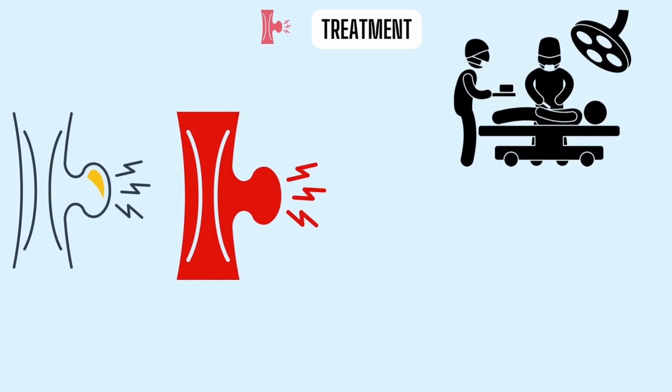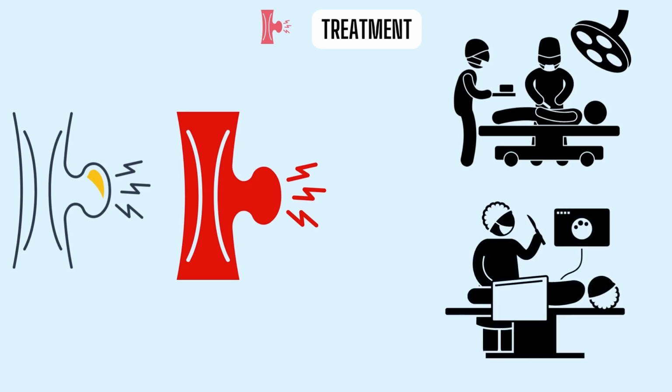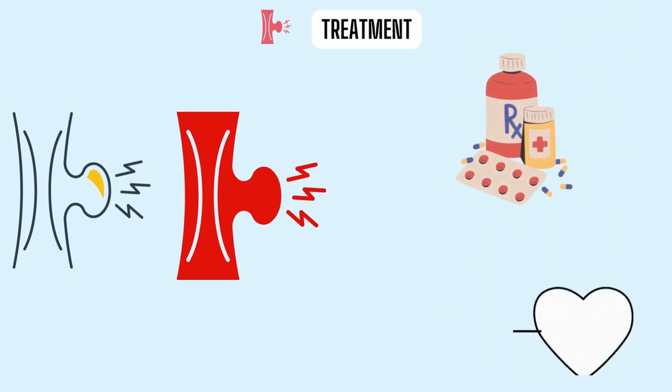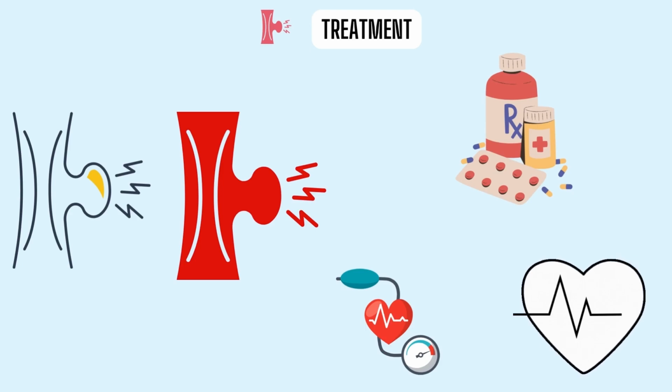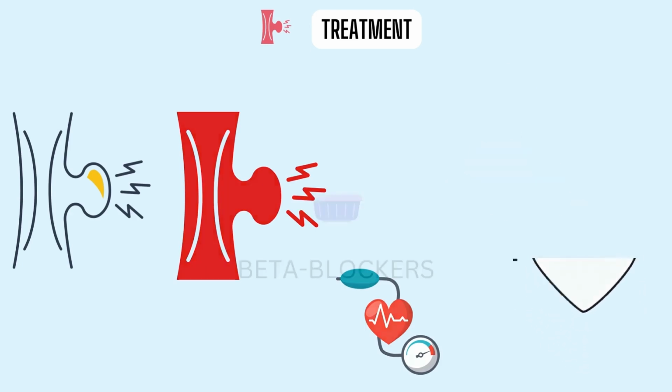This may require open surgery, although sometimes you can have a less invasive procedure called endovascular surgery. Your medical professional may prescribe medicines to control your blood pressure and heart rate. Controlling these two things may slow the growth of your aneurysm. You will likely have routine imaging tests to check the size of your aneurysm.